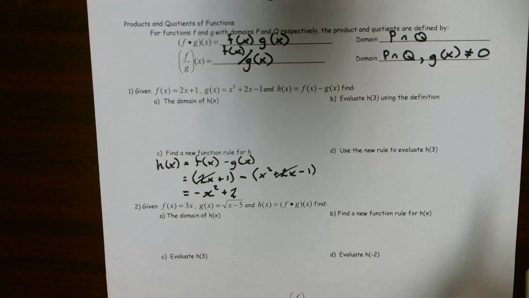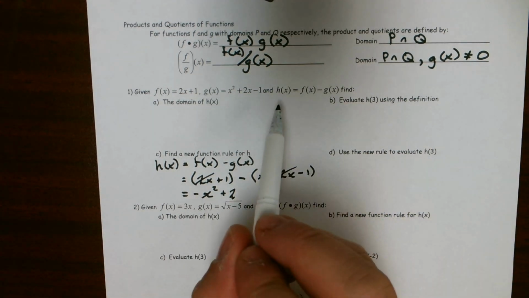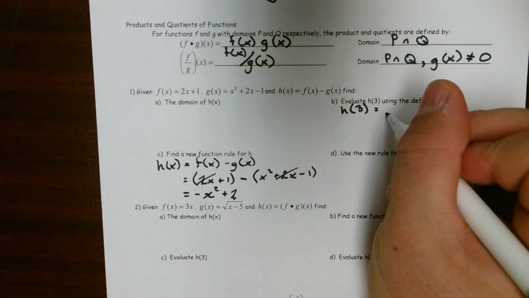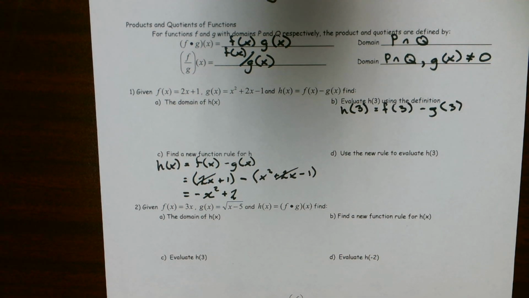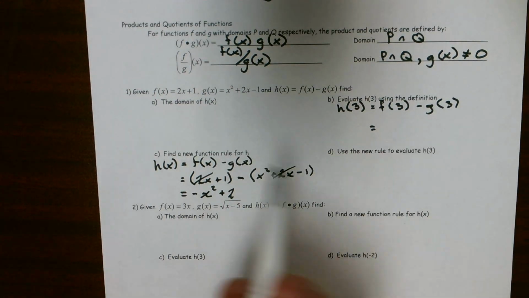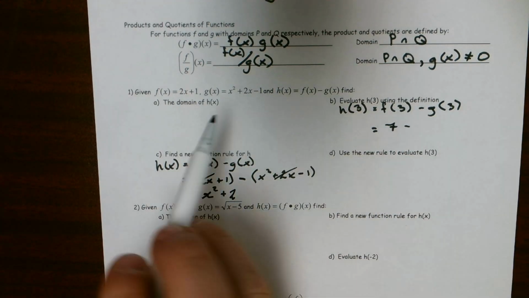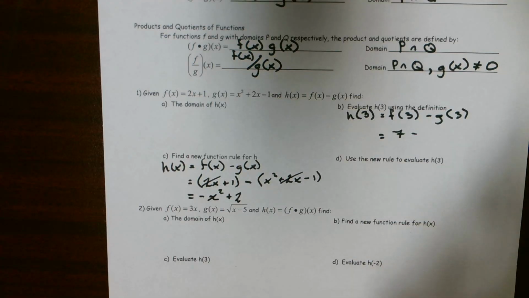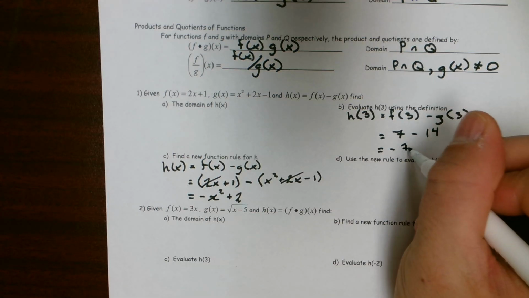Let's go ahead and evaluate h of 3 using the definition. So h of 3 using the definition is f of 3 minus g of 3. Just plug 3 into f: 2 times 3 is 6, plus 1 is 7. Plug 3 into g: you get 9 plus 6 is 15, minus 1 is 14. So 7 minus 14 is negative 7.